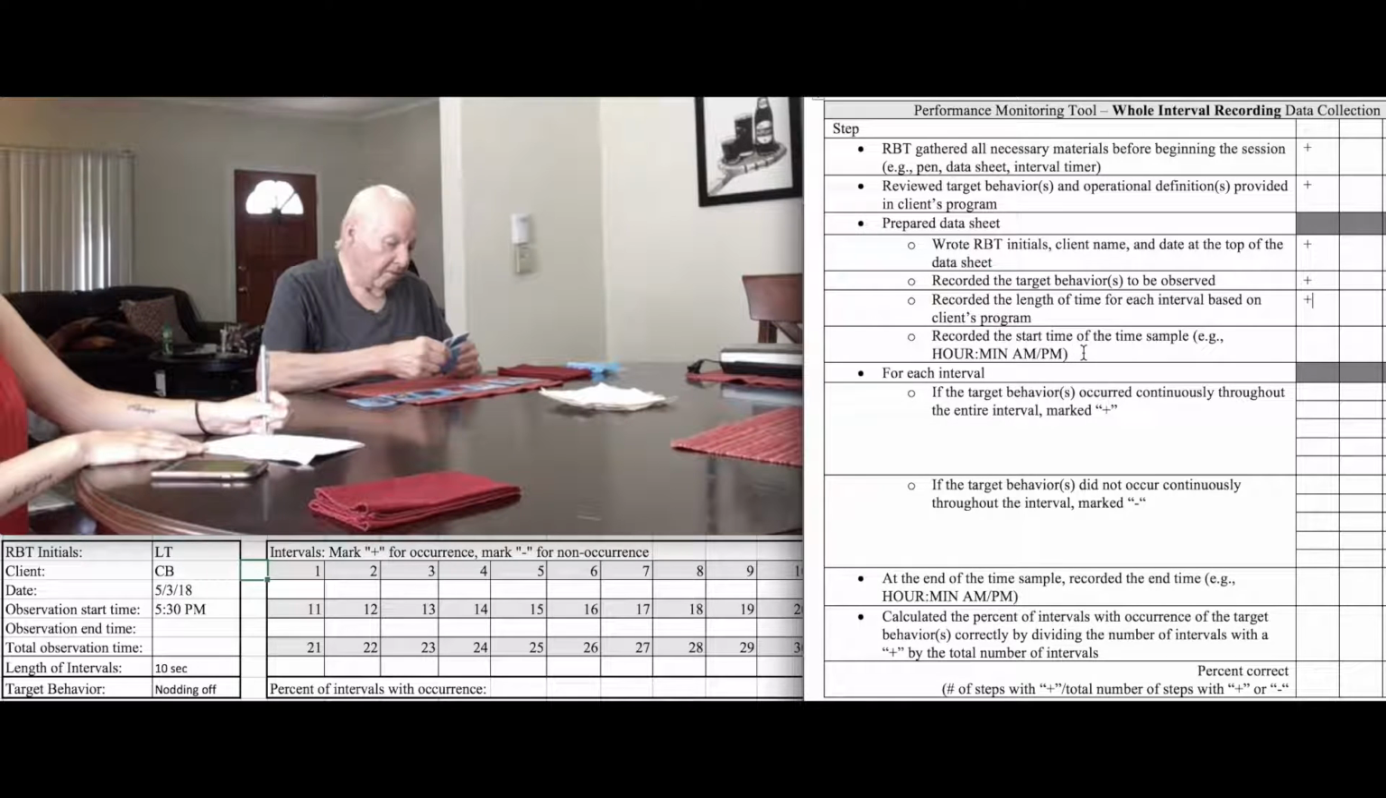Finally, for the datasheet, did she record the start time of the time sample? Here on the datasheet, we can see that our RBT has written that she's starting her observation at 5:30 p.m. So again, for this step, she gets a plus. All right, so her data sheet is set up and she's ready to collect data. We will now watch as she collects whole interval data on the target behavior for her client.